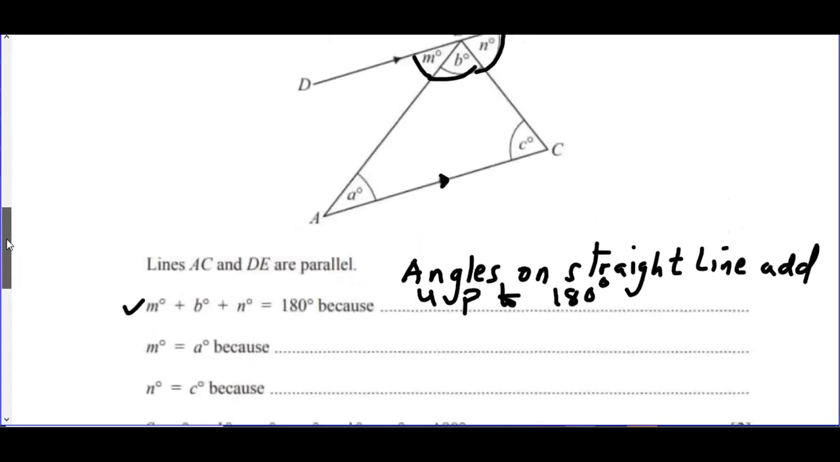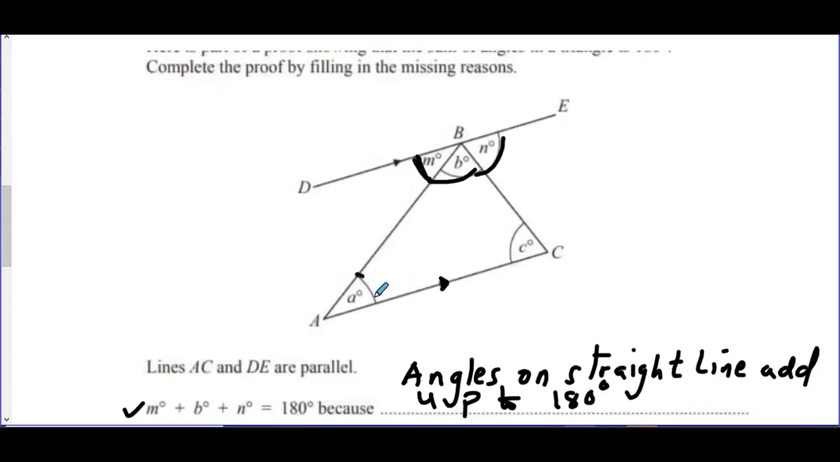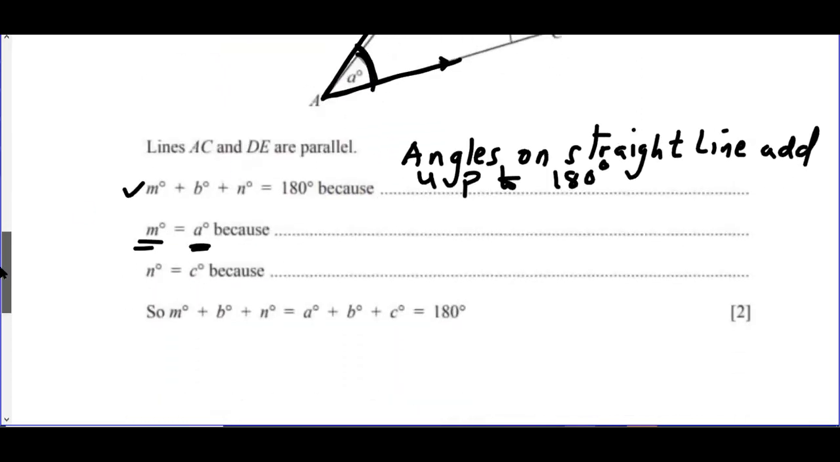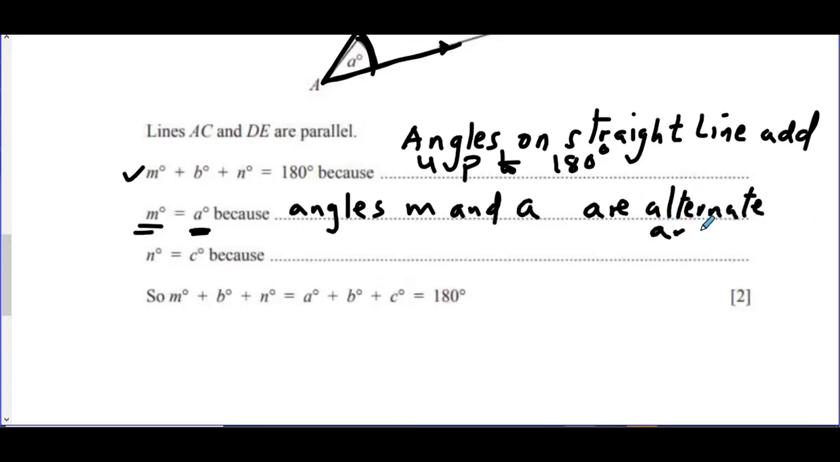The next, they say M equals A. Angle M equals angle A. What is the reason? Can you see something like a Z here? Anything that makes the letter Z is known as a set of alternate angles. So M equals A because angles M and A are alternate angles, and alternate angles are equal. So go ahead and write that simple reason.